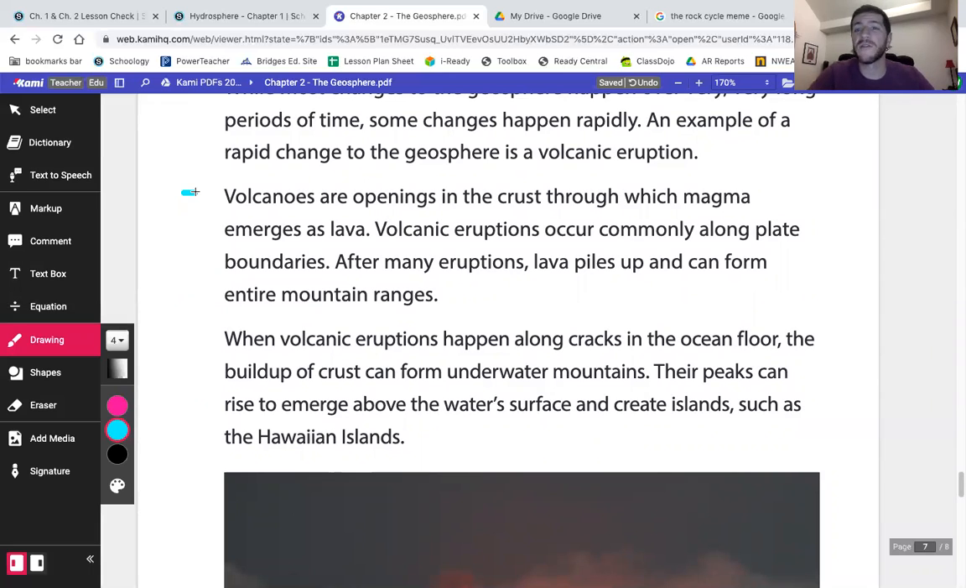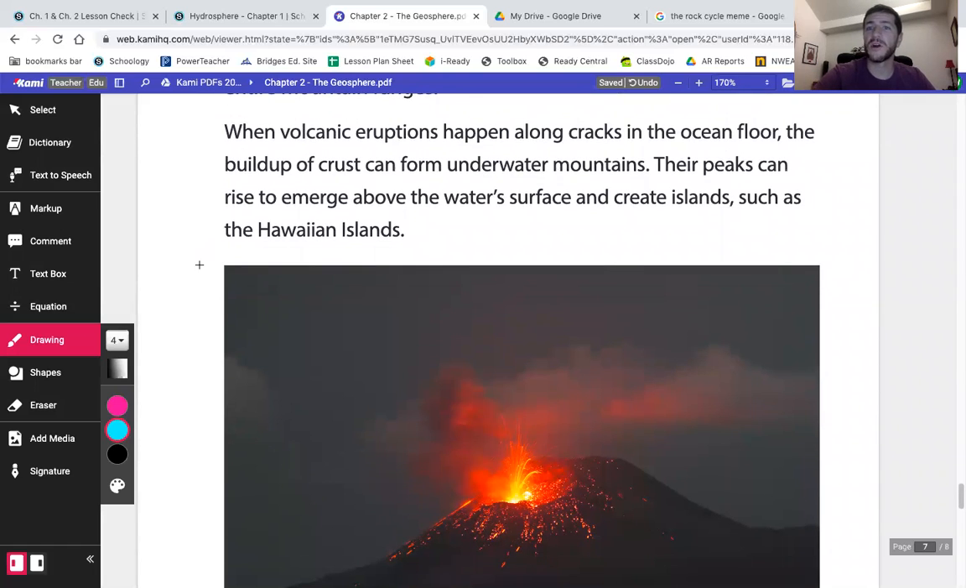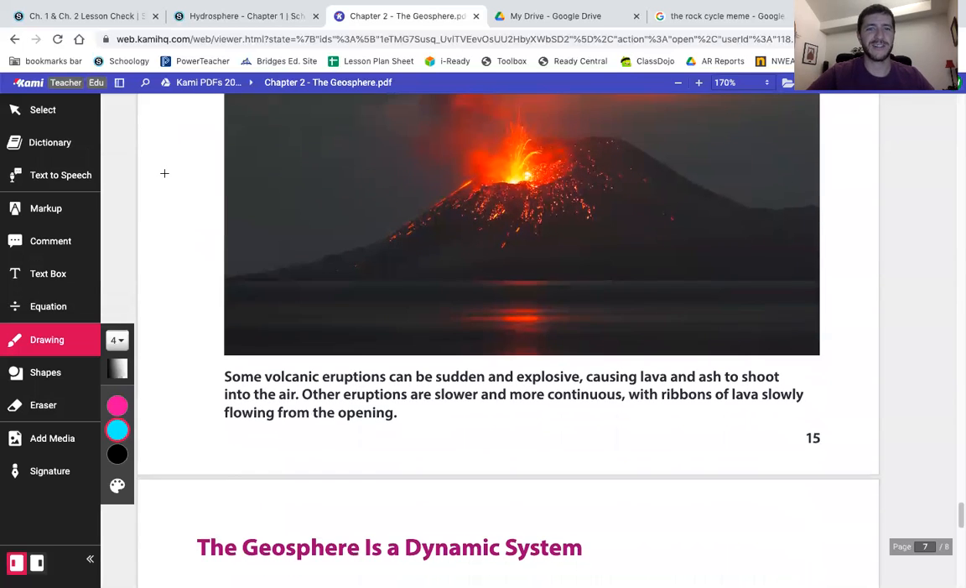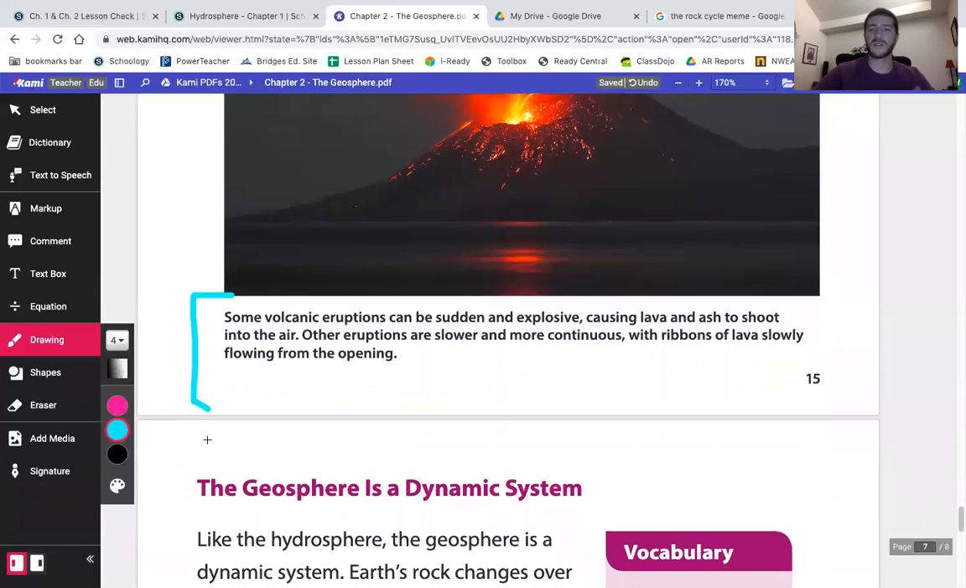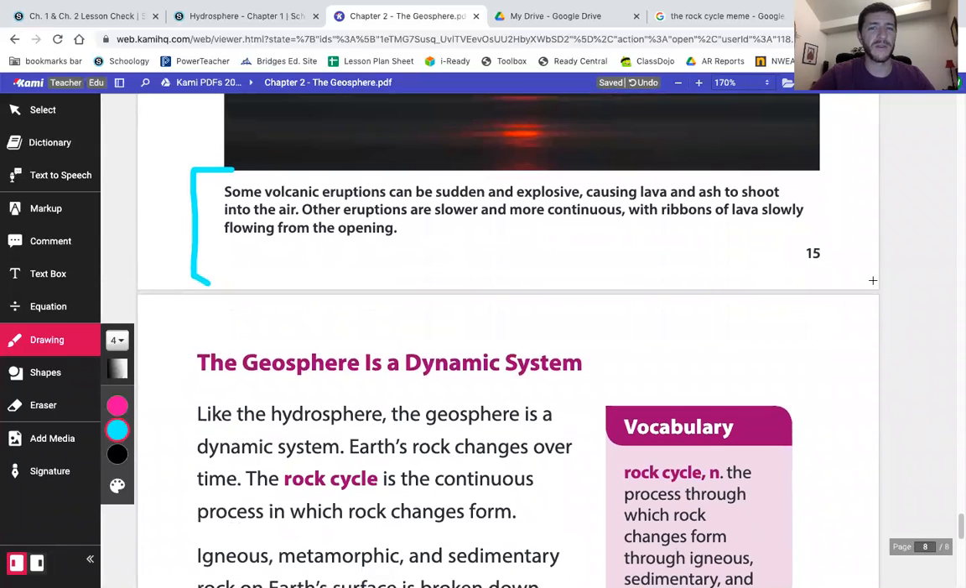After many eruptions, lava piles up and can form entire mountain ranges. When volcanic eruptions happen along cracks in the ocean floor, the buildup of crust forms underwater mountains. Their peaks can rise to emerge above the water surface and create islands, such as the Hawaiian Islands. Aha, Maui, I knew you didn't pull up the islands. Some volcanic eruptions can be sudden and explosive, causing lava and ash to shoot into the air. Other eruptions can be slow and more continuous, with ribbons of lava slowly flowing from the opening.